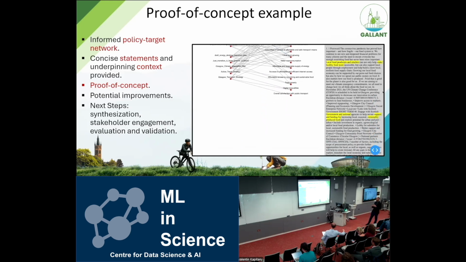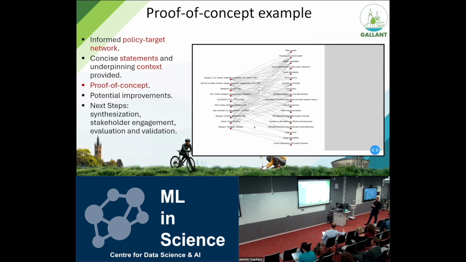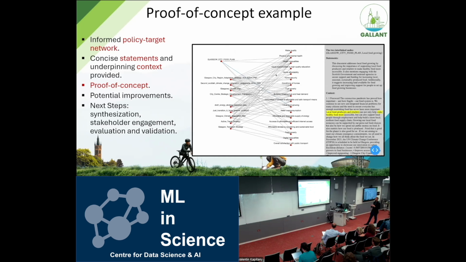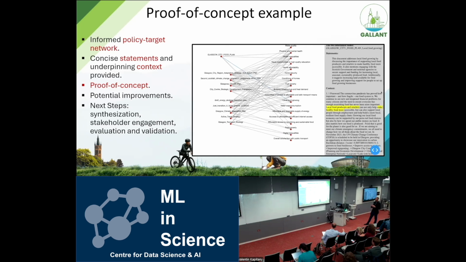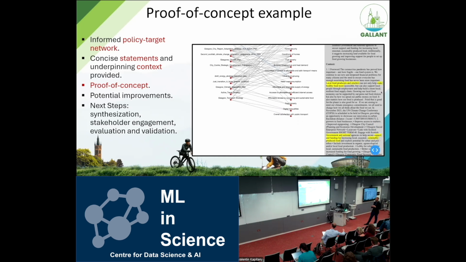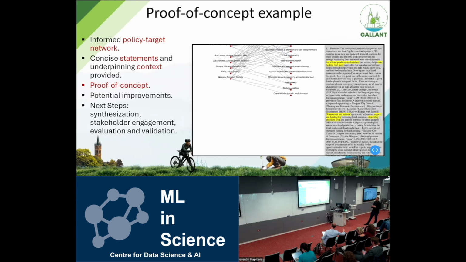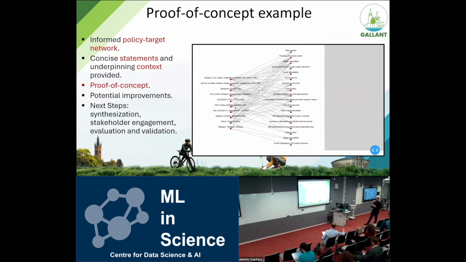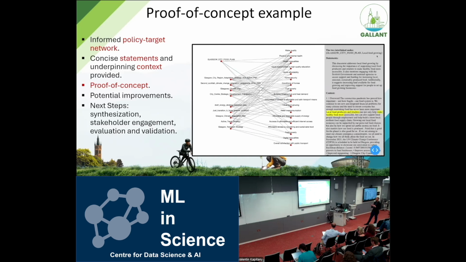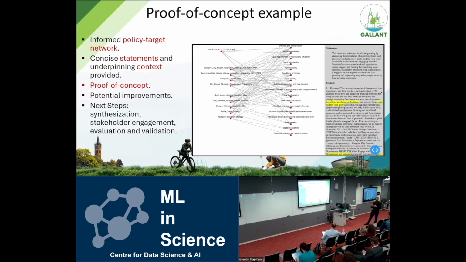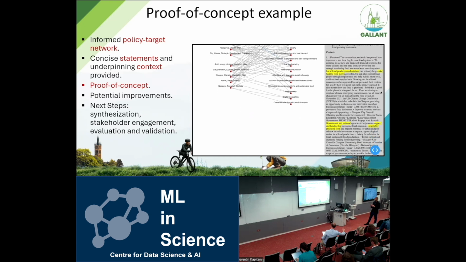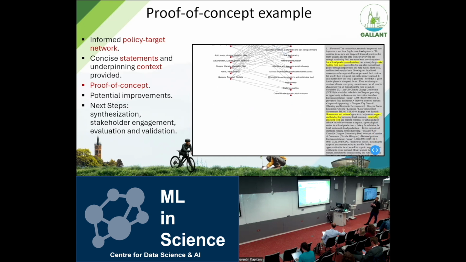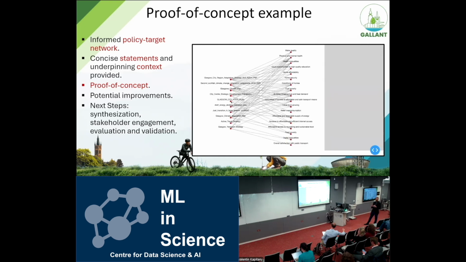Further development includes, for example, including missing unintended consequences, potential feedback loops, and so on. We can also synthesize this information, but it needs to be done in consultation with a broader group of stakeholders. It is also necessary to follow this with evaluation and validation in order to ensure the robustness of the framework.